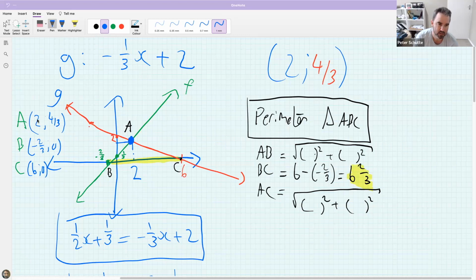So for AB, you're going to go 2 minus minus 2/3, so 2 2/3. And then you go 4 over 3 minus 0. So that would be 4 over 3. But then you have to go through and get the messy stuff. And then what about AC? 2 minus 6 would be minus 4. And 4 over 3 minus 0 is just going to be 4 over 3 again. So what is my final perimeter going to be? That's what we're waiting for.